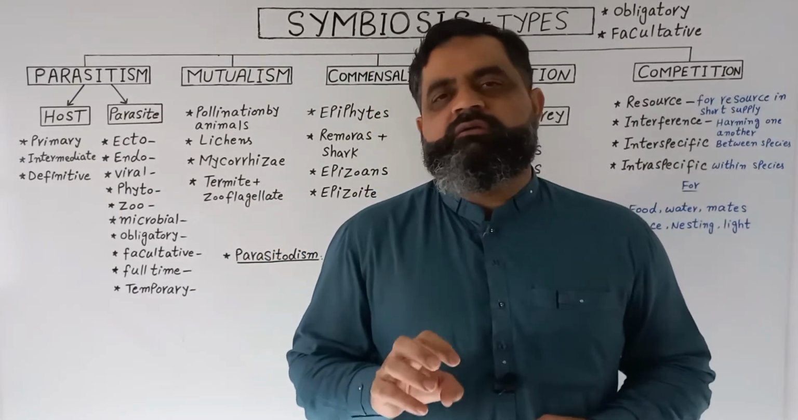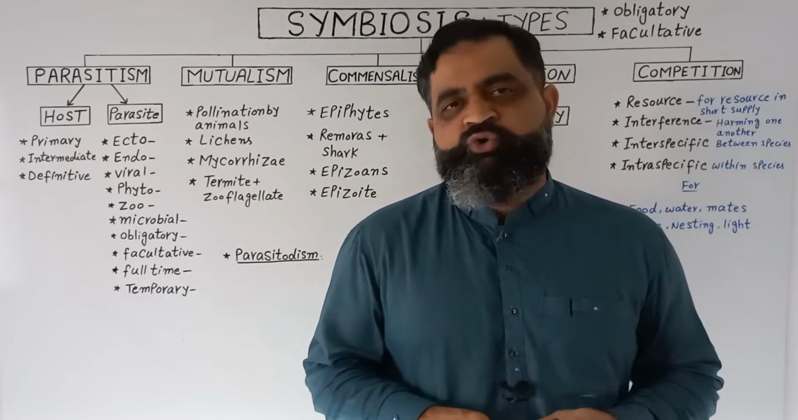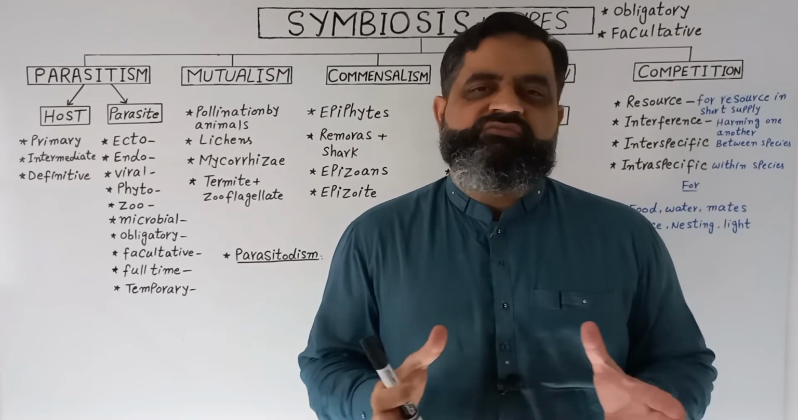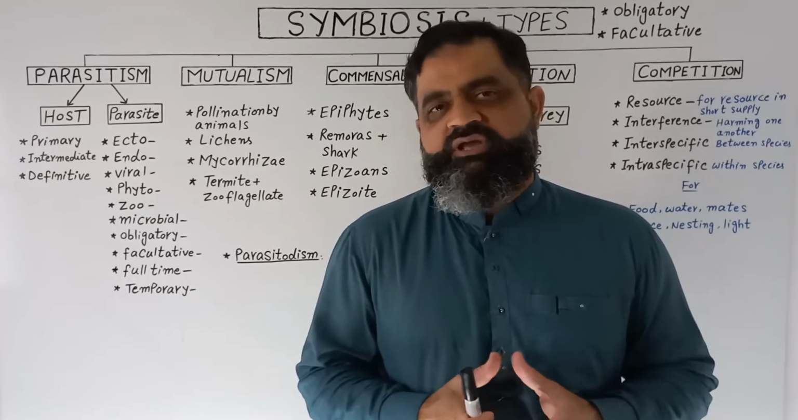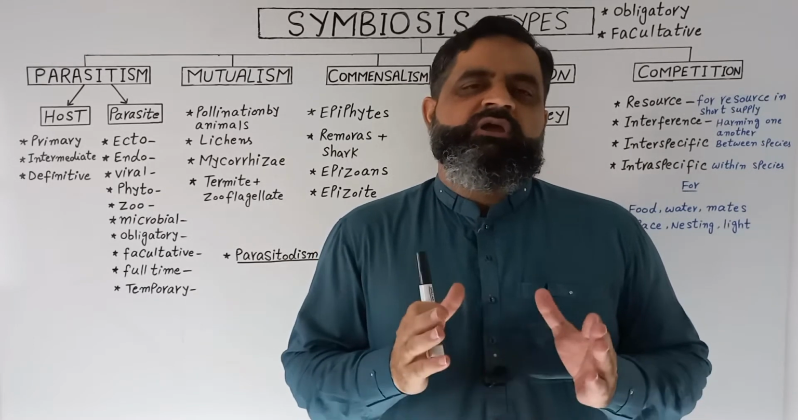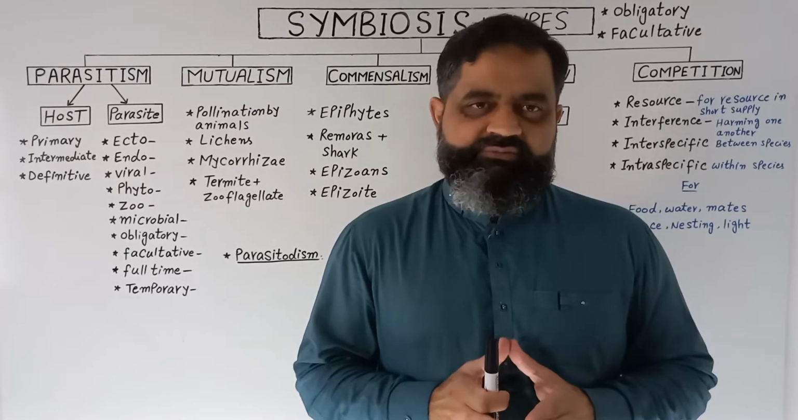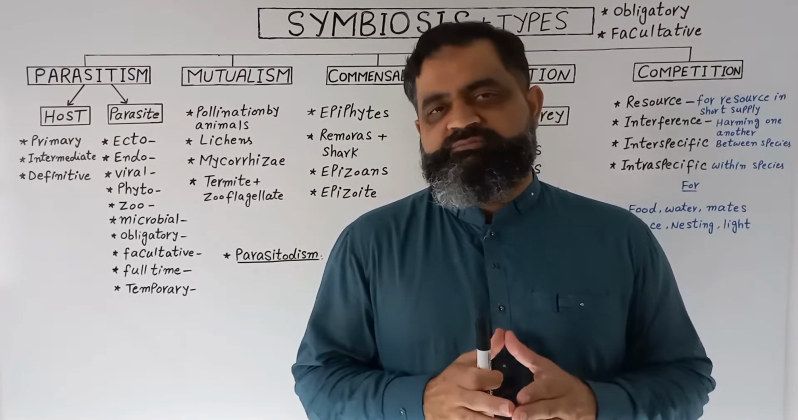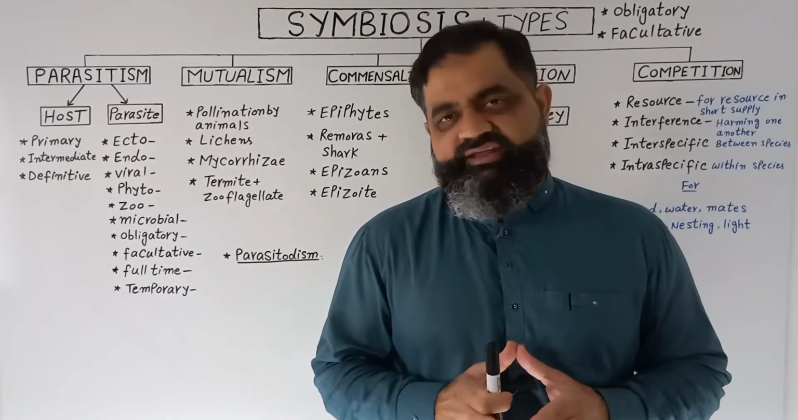Sym means together, bio means life, and sis means condition. It is a condition in which two or more different organisms belonging to different categories or different species live together. This relationship is called symbiosis. This relationship of symbiosis can be of different types. It can be positive as well as negative.